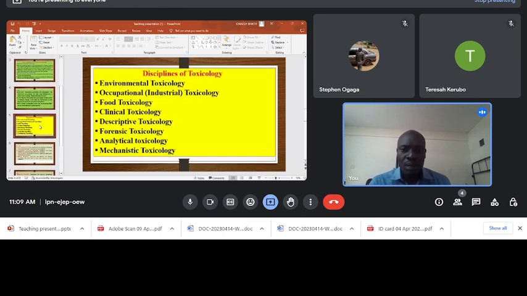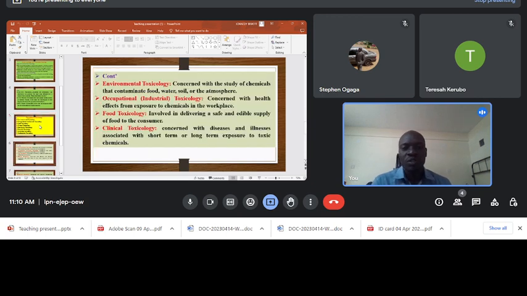Then let's talk about the disciplines of toxicology. We have what we call environmental toxicology. We have also occupational or industrial toxicology. We have food toxicology. We also have clinical toxicology. We also have descriptive toxicology, forensic toxicology, and analytical toxicology. And the last one is mechanistic toxicology. So let us look at each of them.